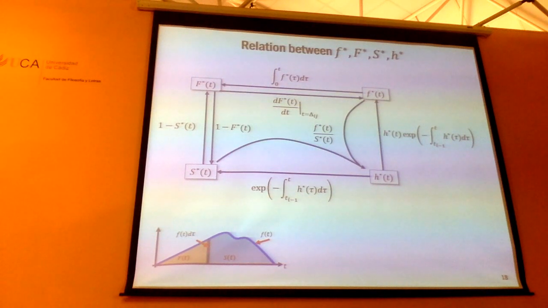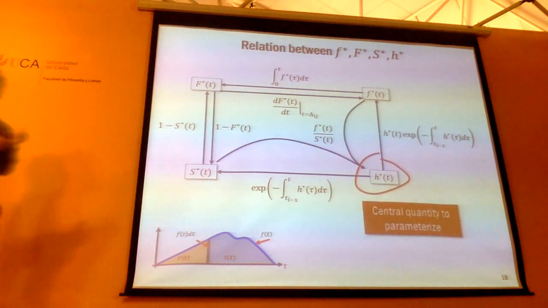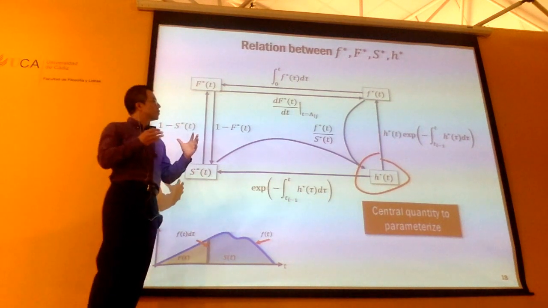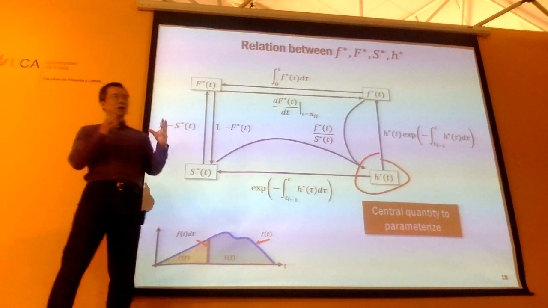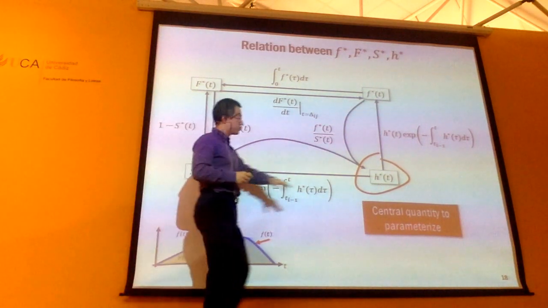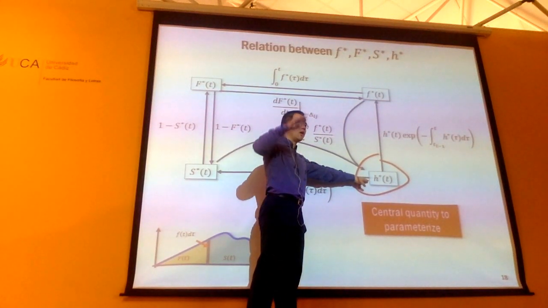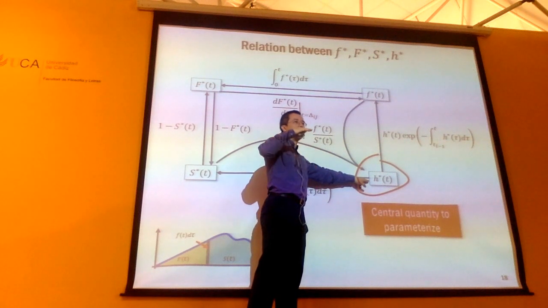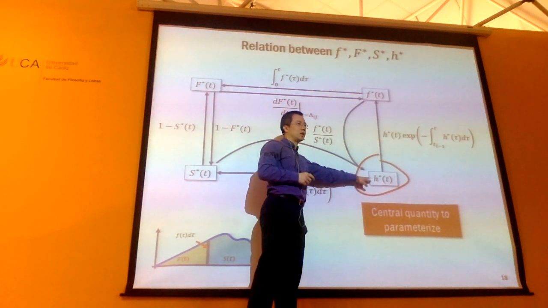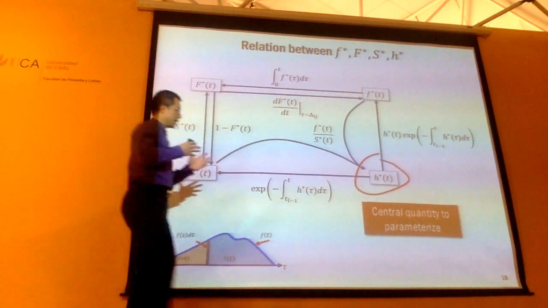What we are going to focus on today is parameterizing this quantity. By definition it is the ratio between the density and the survival function, but rather than first defining the density and then computing this ratio, we're going to directly define this conditional intensity, okay? As long as it's non-negative, that's fine.